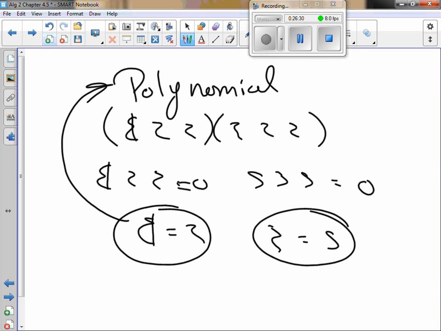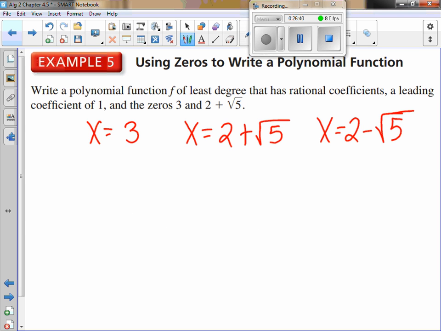Go back to this here. So what we want to do first is we want both of these, whatever our solutions are, all of these here to equal 0. We want them to equal 0 because we're going backwards. So this here, to get it equal to 0, I would subtract 3 from both sides, because 3 minus 3 will be 0, and I would have x minus 3.